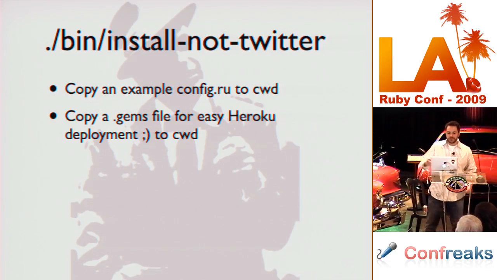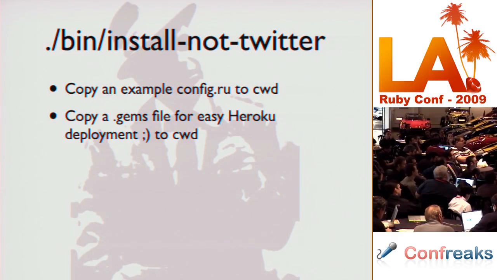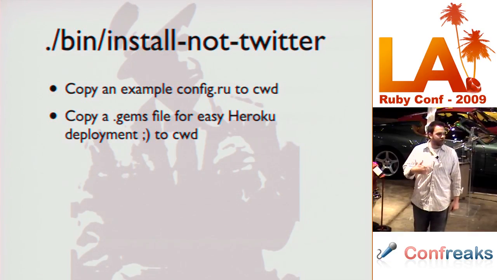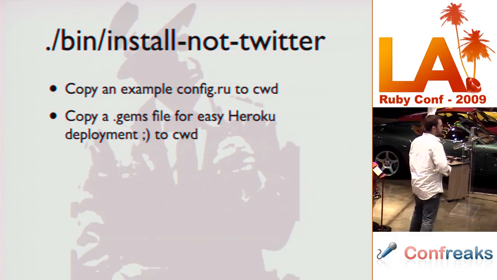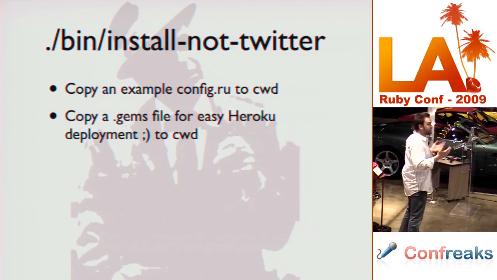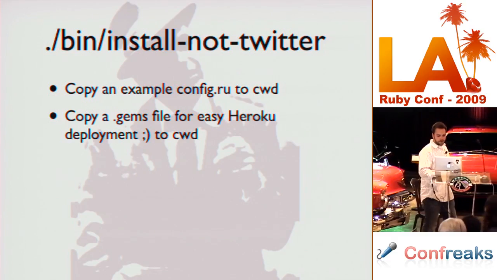So the .gems file on Heroku, how many of you saw the blog post on how that works? Right? You just type in the gems you want, and whenever you do a git push, it deploys and automatically installs gems for you. And this is nice because now your repos are really, really tiny. The only things in there are a config.ru and the .gems file. It'll actually install the NotTwitter gem.